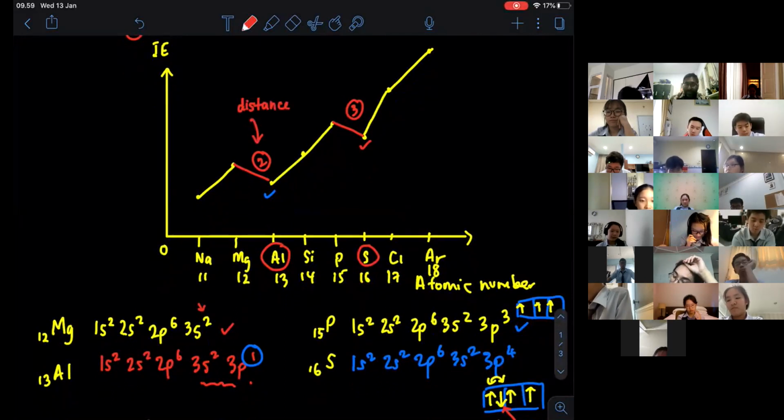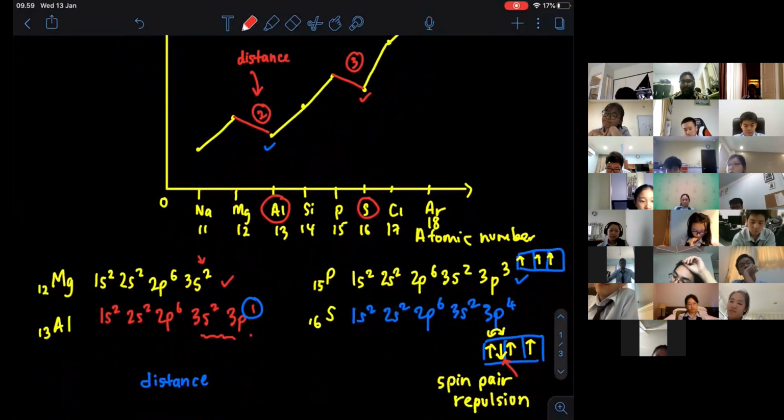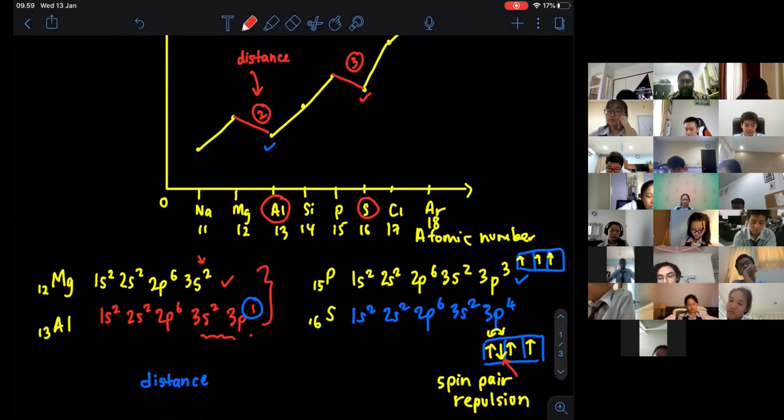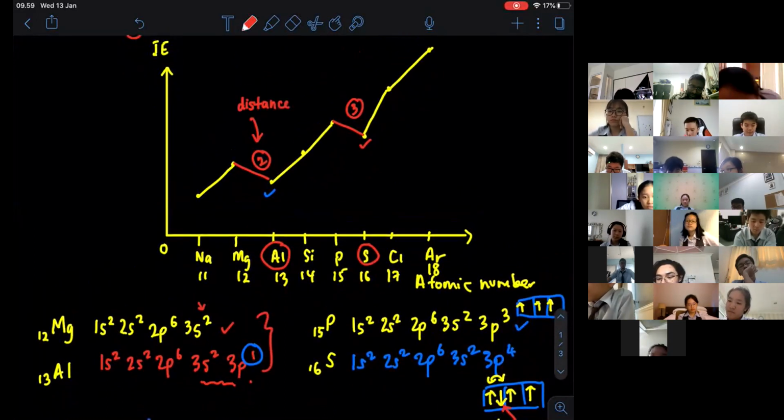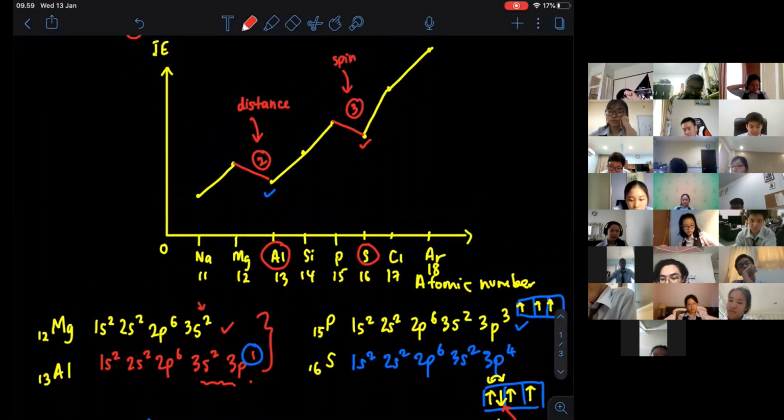Of course, the key point is distance, but you still need to explain using this, like what I have explained earlier. And the third one, you need to explain based on the electronic configuration. You need to mention spin pair repulsion. Now, before I end the class today, any question?